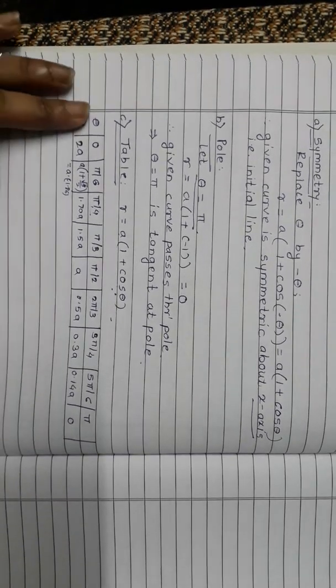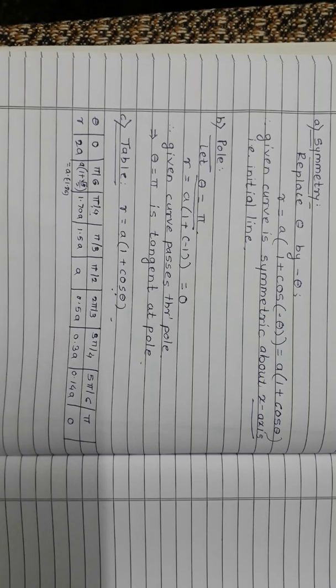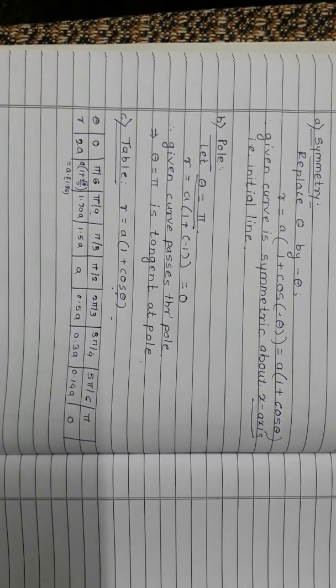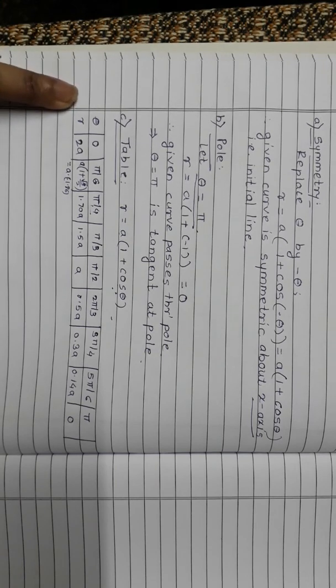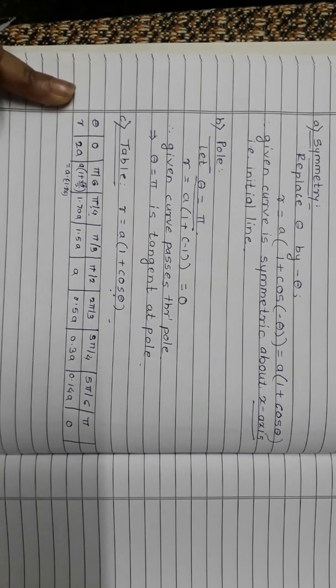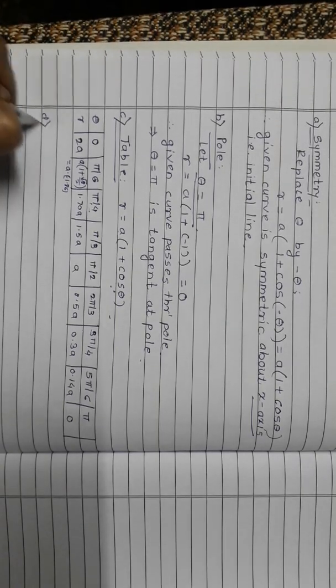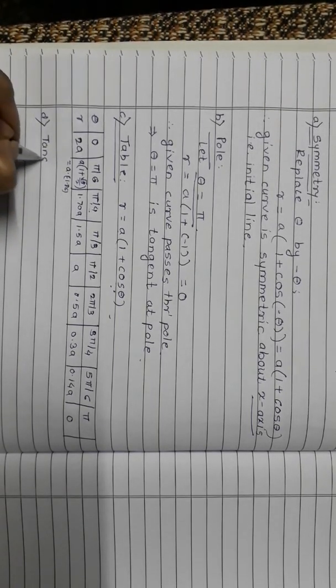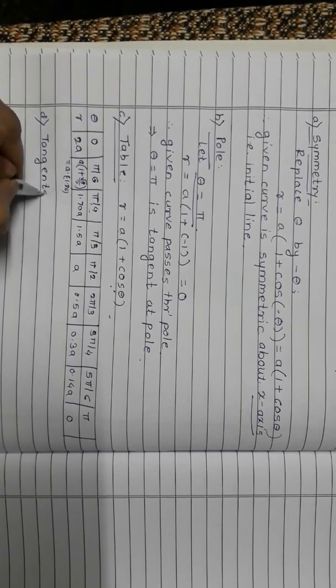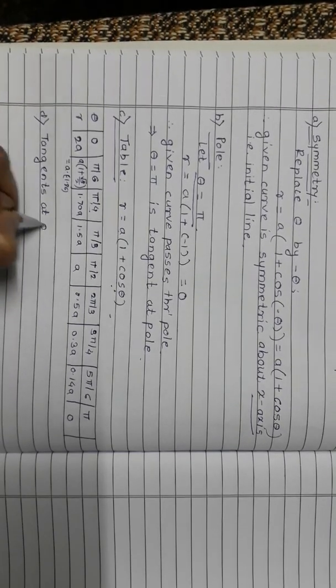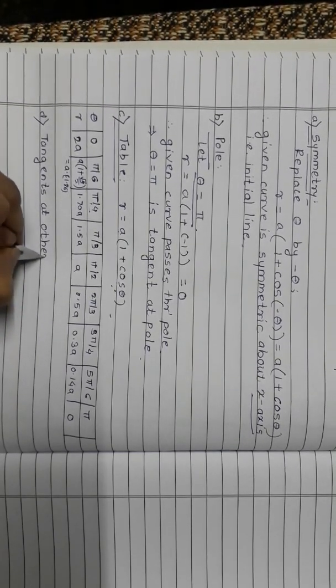So for now I'll keep this aside. Using this table only we are going to write down the curve part, right? So for now just keep this aside for a moment. We'll verify the other rules. Okay, then the next rule is to find out tangents at other points on the curve.